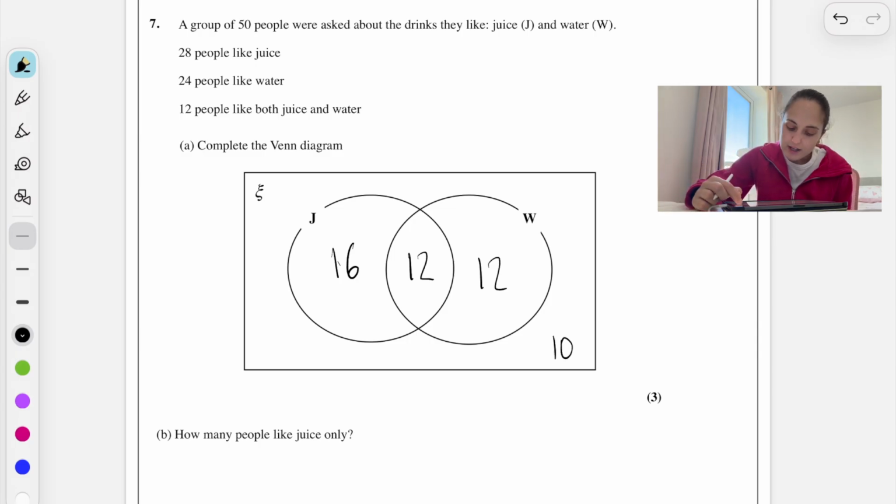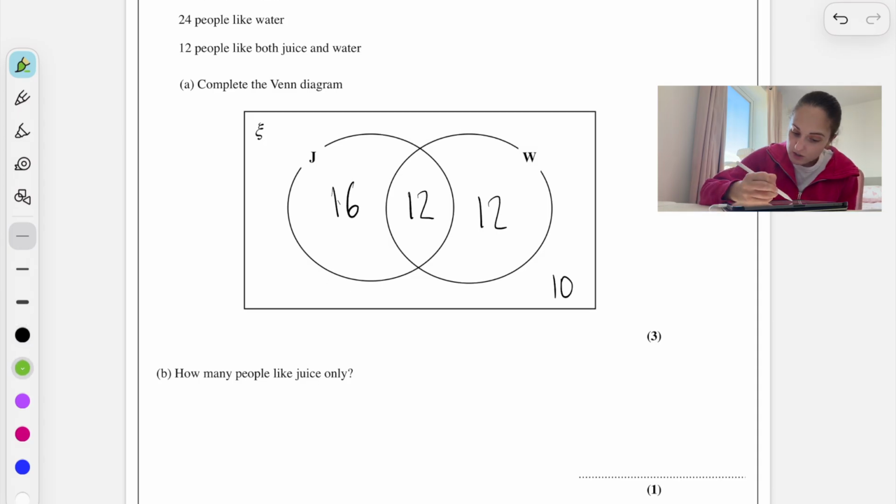It says how many people like juice only. So the people who only like juice are going to be these 16 people here. So the answer to this is 16.